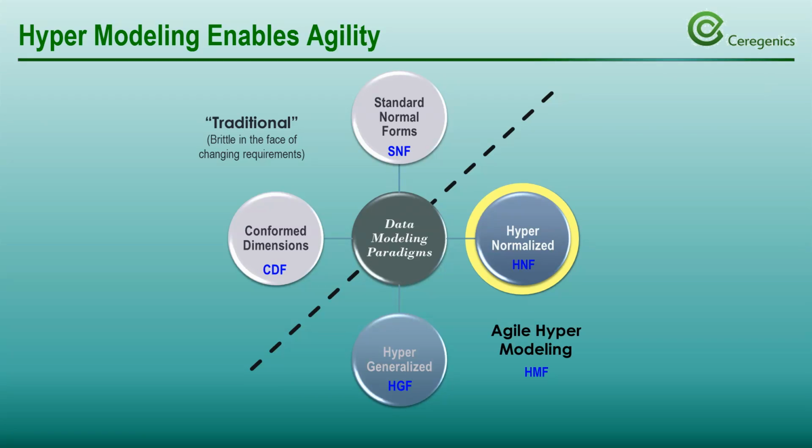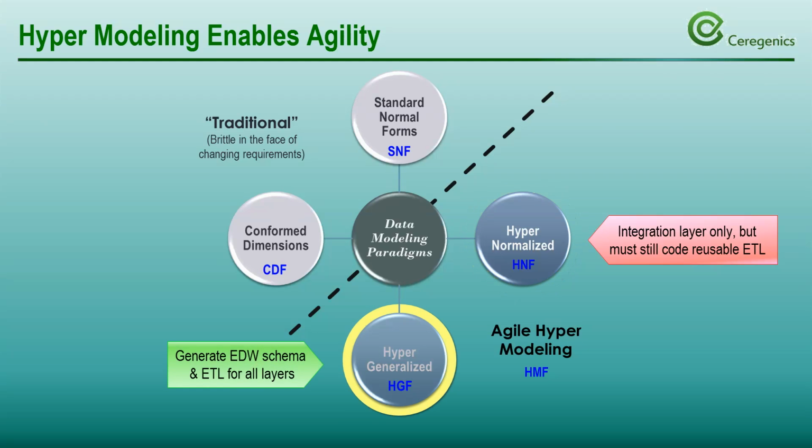Hypernormalized forms focus only upon the integration layer of a data warehouse, making that layer easy to start small and evolve as needed. Hypergeneralized data models go even further, making it possible to computer generate the entire data warehouse, not just the integration layer, but the presentation and semantic layers as well. Consequently, of the 2 agile data modeling techniques, hypergeneralization is the more complete and labor-saving approach.